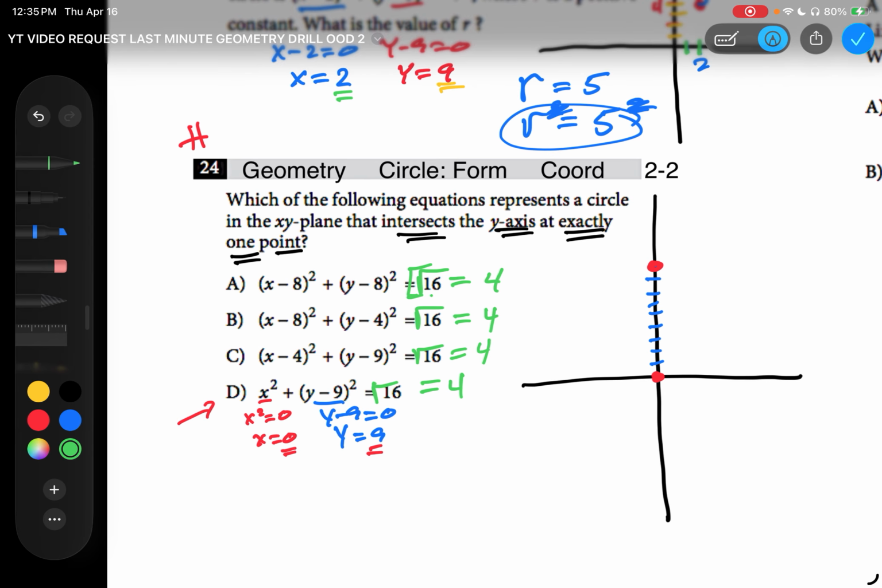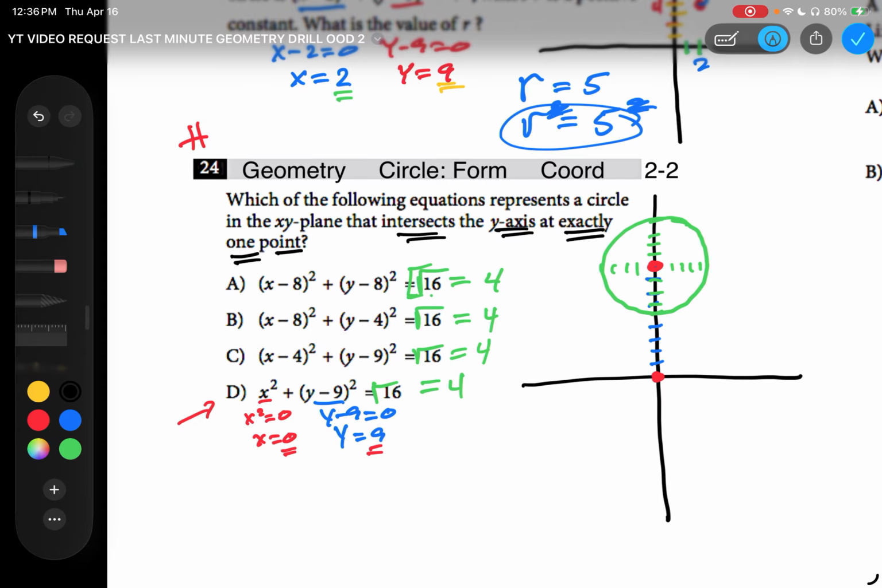Now what's the radius? It is 4. 1, 2, 3, 4. And down south 1, 2, 3, 4. And to the west 1, 2, 3, 4. If I were to connect this, right? Connect the radii, I'm going to have a circle, but it's supposed to intersect the y-axis at exactly 1 point.